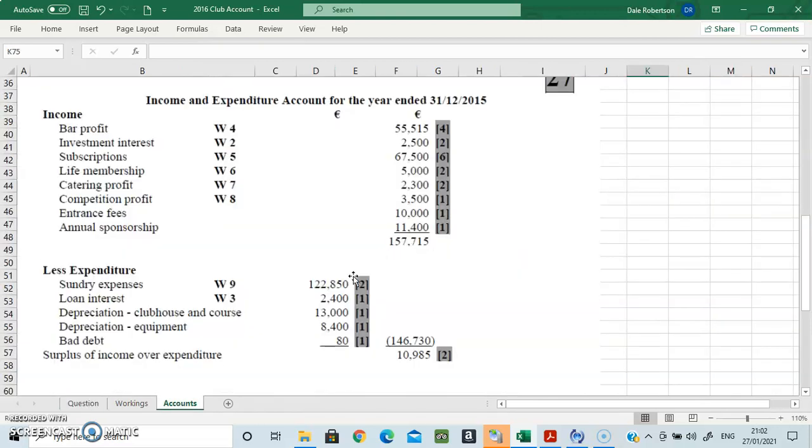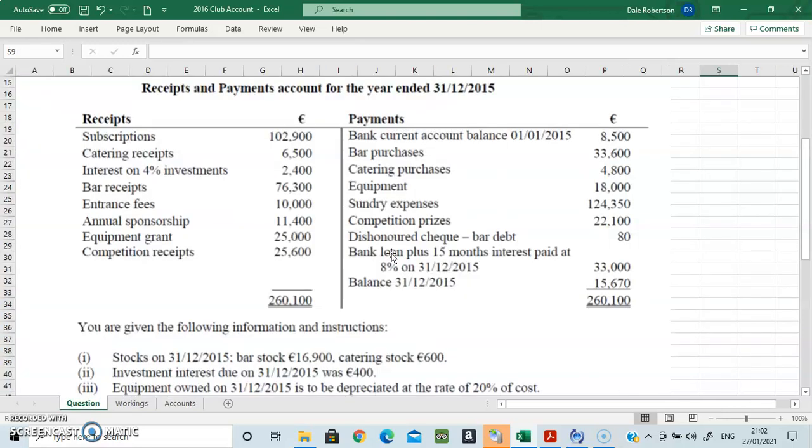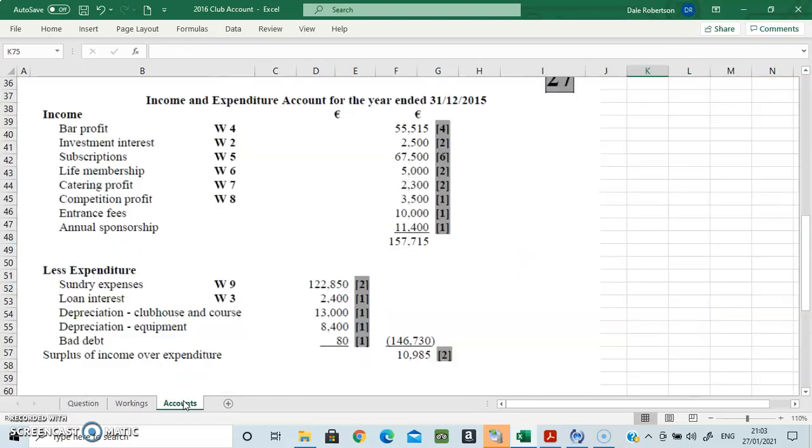And then from the credit side, from the working, sundry expenses and loan interest and the 2 depreciations and the bad debt. And then you go back and you see, was there anything else directly from the question? Well, everything else has been dealt with here. You don't put in the balance and you don't put in equipment as it's a capital expenditure and it will go into the fixed assets. And everything else is pretty much dealt with. Again, you don't put in the balance. So we total and say that those are all of your expenses. Take away from there, and the club is making a surplus of 10,985.